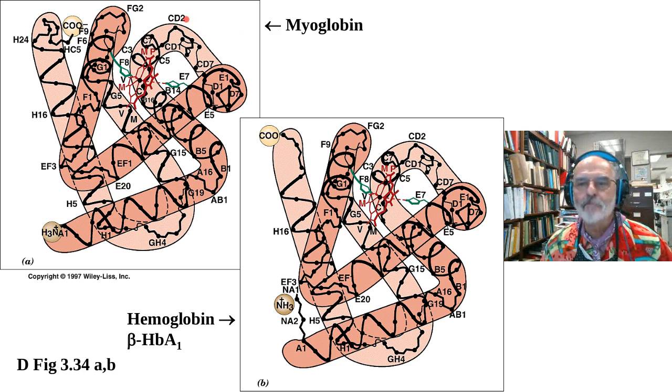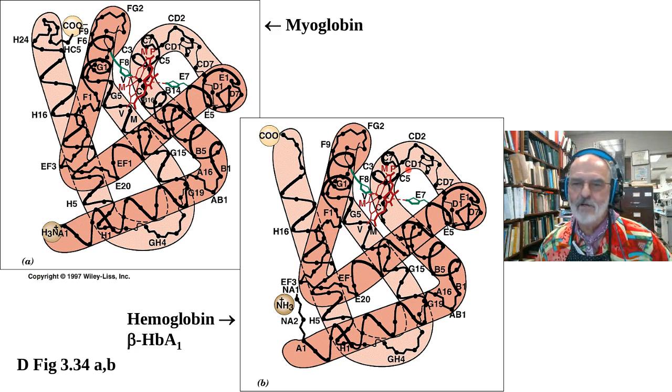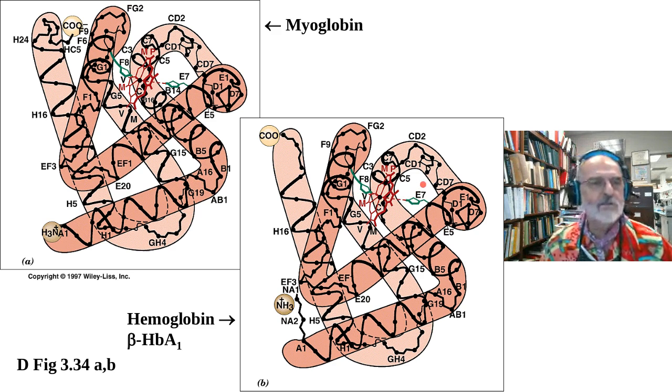Now the fold of myoglobin, as we already have said, looks remarkably similar to the fold of hemoglobin. So this is the myoglobin structure, and this is the structure of beta hemoglobin, the adult form hemoglobin A1. So again, you can see the same structure, A helix, B, C, D coming at you, E, F, G, big turn, H, N terminus, C terminus. You can see the protoporphyrin 9, the heme, the iron, the proximal, and the distal histidine.